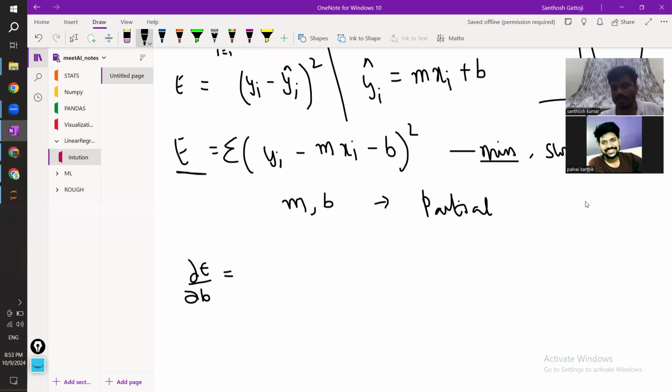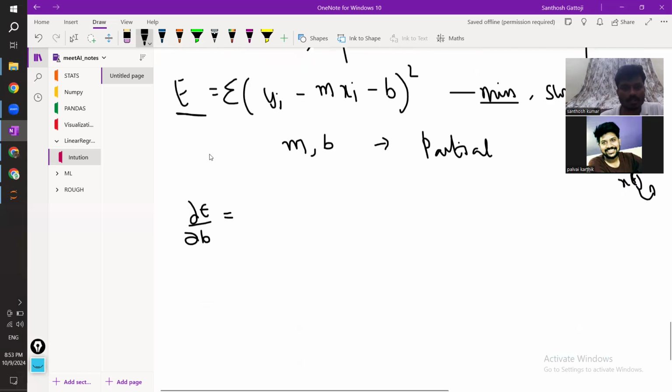So when you're doing dou e by dou b, first you should do the power. For any function to the power x, the differentiation will be: first you bring this x down, and function of x minus 1. Then internally you do differentiation. That means first you bring this 2 down. I'm not writing this one, but finally we'll write. So dou e by dou b means just bring this 2 down, 2 you will have over here. Then write everything: yi minus mxi minus b.